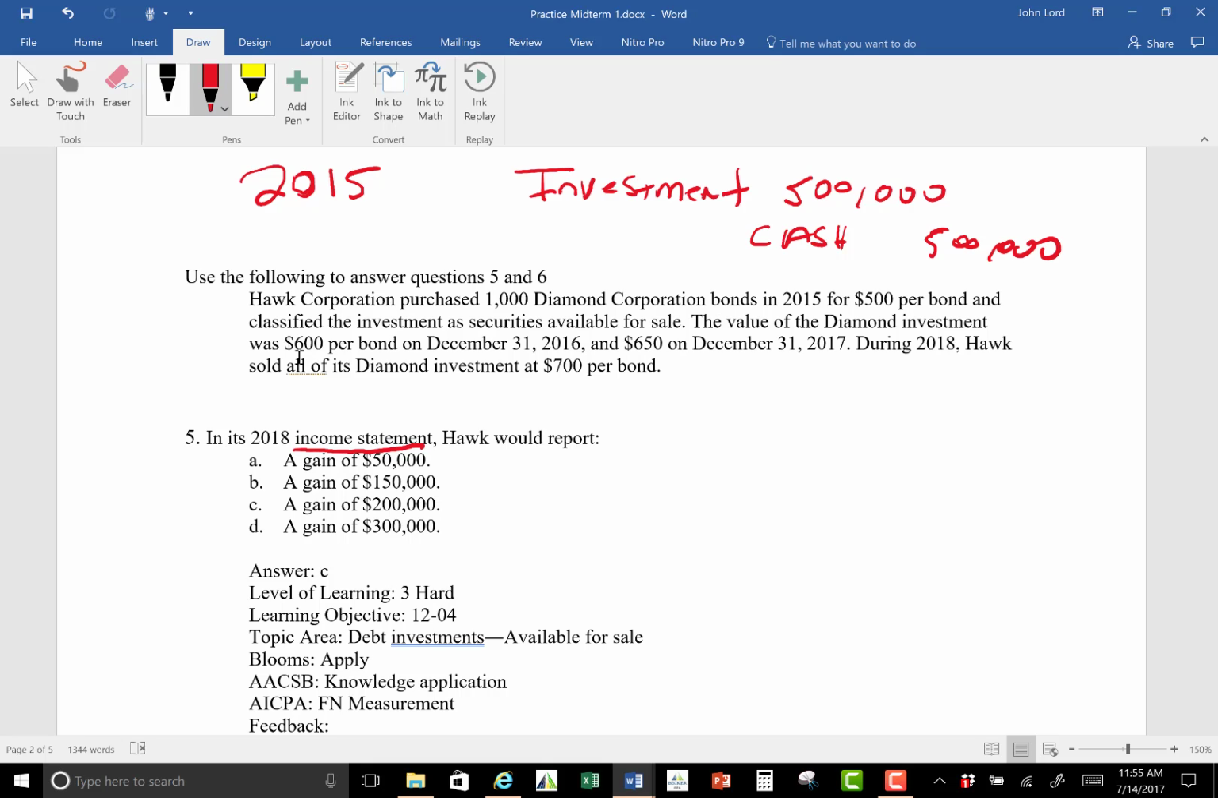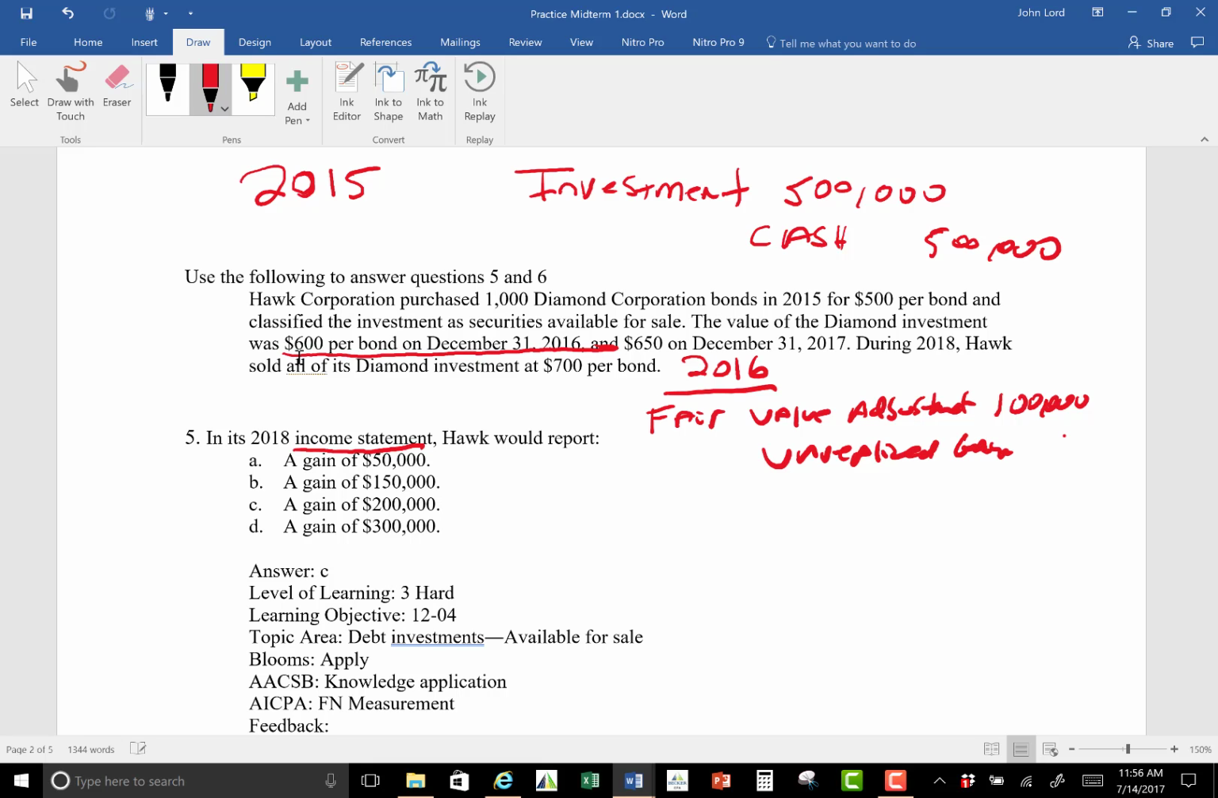And then I come to the end of 2016. I'll put 2016 over here. And they tell me that at the end of 2016, the investment is $600 per bond, so it's gone up, right? So I'm going to debit my fair value adjustment for what, 100,000? And I'm going to credit unrealized gain for 100,000, right? Okay.